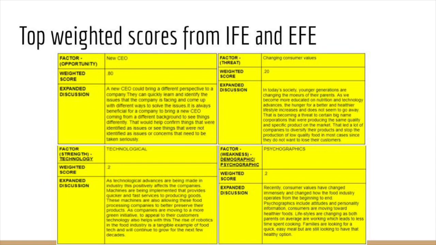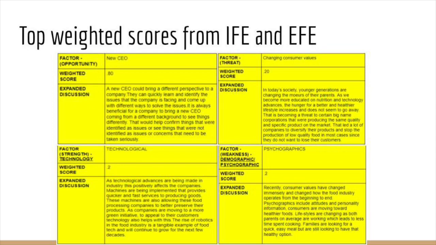Our next top strength for our factor is technology. As technological advances are being made in the industry, this positively affects the companies. Machines are being implemented that provide quicker and faster services to producing goods. These machines are also allowing these food processing companies to better preserve their products. As companies are moving towards a more green initiative to appeal to their customers, technology also helps with this. The rise of robotics in the food industry is a tangible example of how food technology will continue to grow in the next few decades.